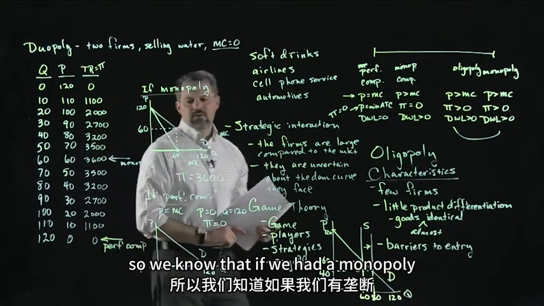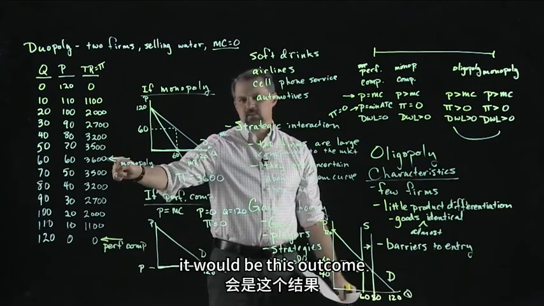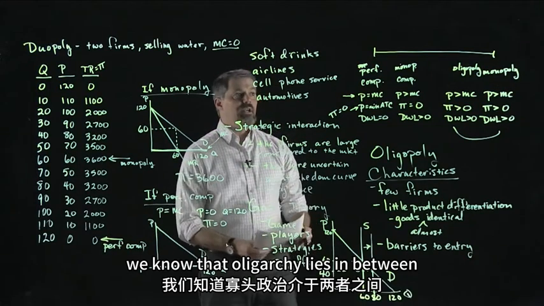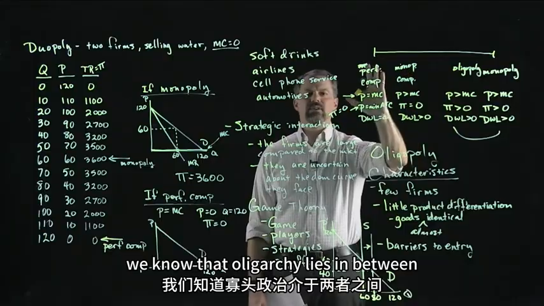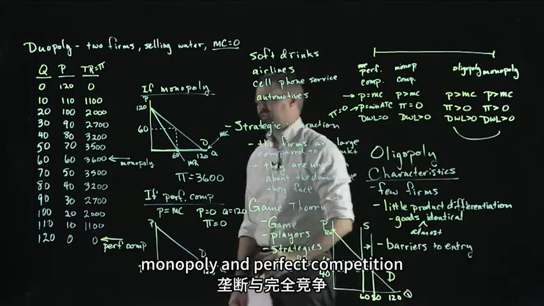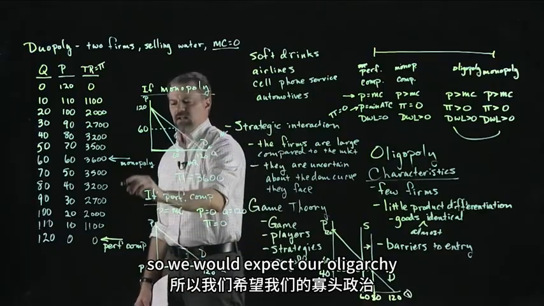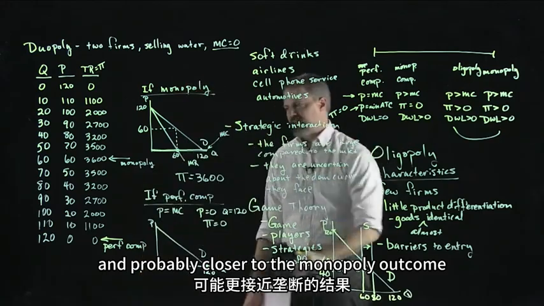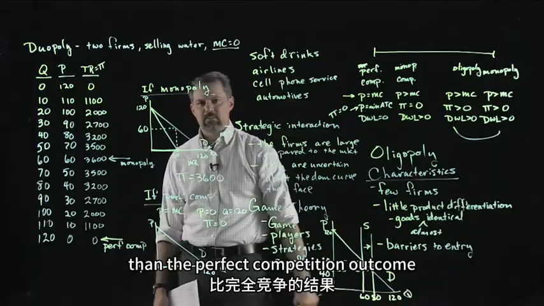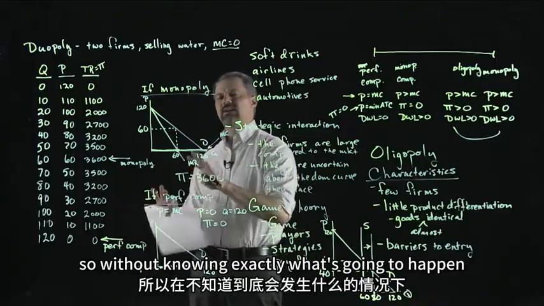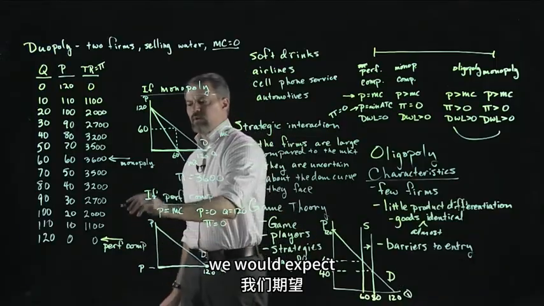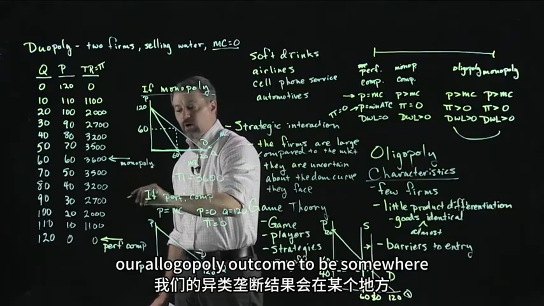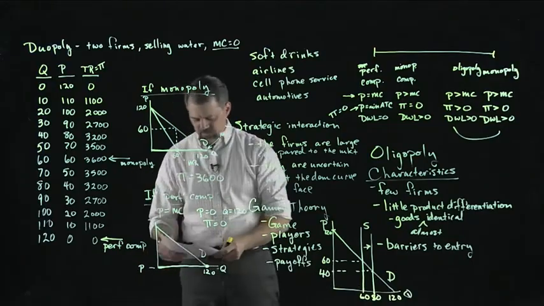So we know that if we had a monopoly, it would be this outcome, and if we had a perfectly competitive market, it would be this outcome. We know that oligopoly lies in between monopoly and perfect competition, so we would expect our oligopoly outcome to be somewhere in this range and probably closer to the monopoly outcome than the perfect competition outcome. So without knowing exactly what's going to happen, we would expect our oligopoly outcome to be somewhere probably up in this area.